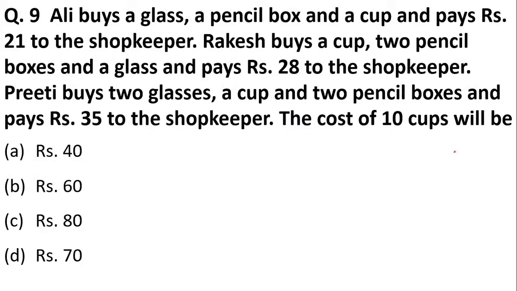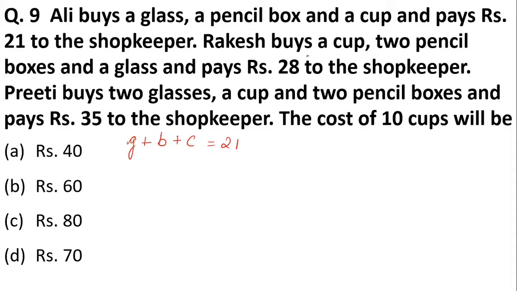So this is one question. A simple question, a little calculation. You have to find the equation in this kind of question. Let's see how we are going to solve it. So Ali buys a glass, pencil box and cup and pays 21. So let's assume the cost of one glass is G. So we'll write G plus the cost of one box is B and the cost of one cup is C. So it is 21. Okay, simple equation.